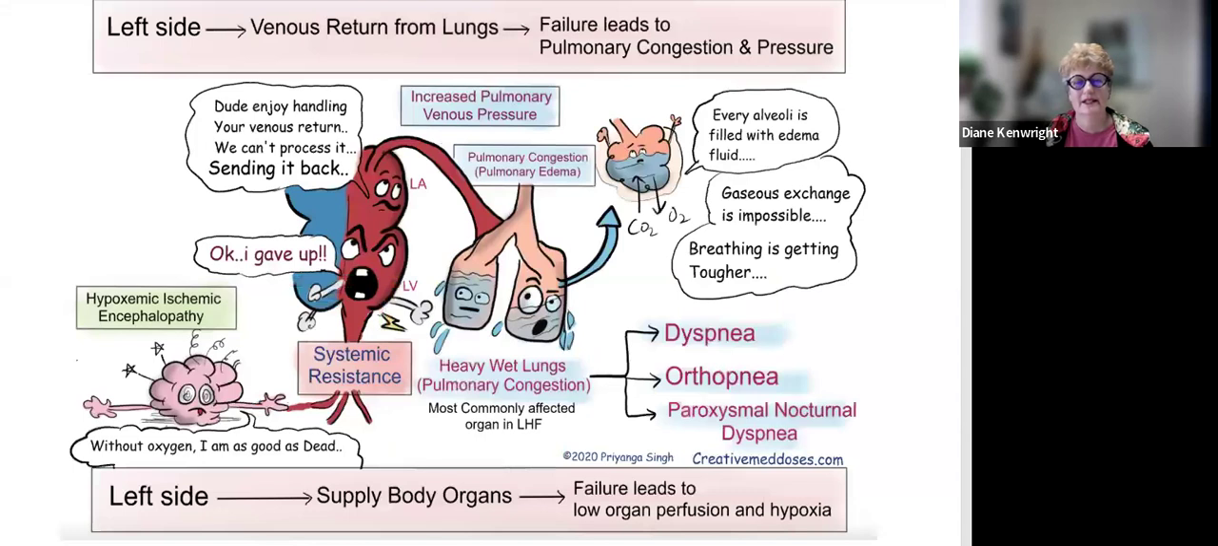Okay, so I know that you know this already, but just to remind you, on the left side, if the left side isn't working, venous return from the lungs is impaired through the atria, leading to pulmonary congestion and pressure, but also supply of body organs is abnormal, so low organ perfusion and hypoxia.